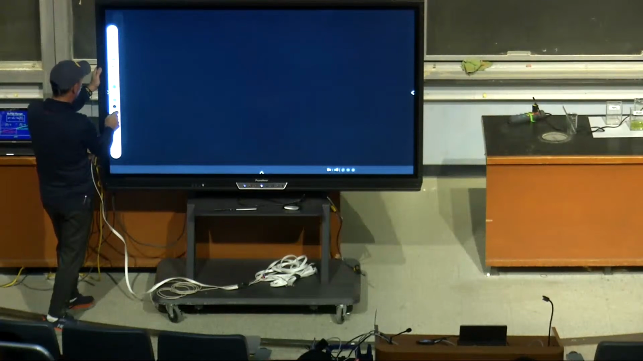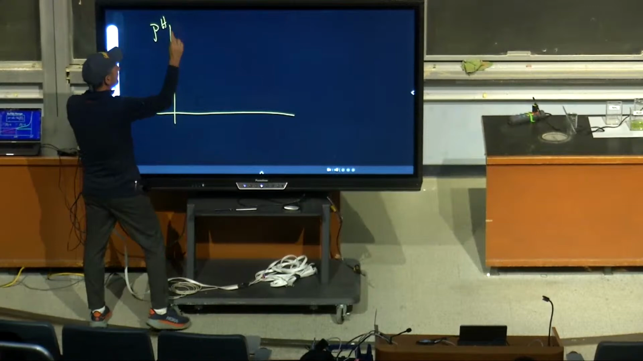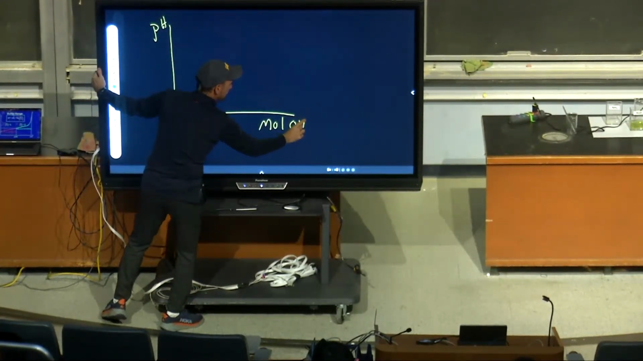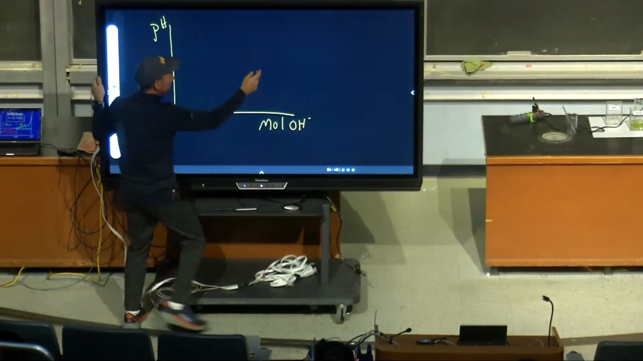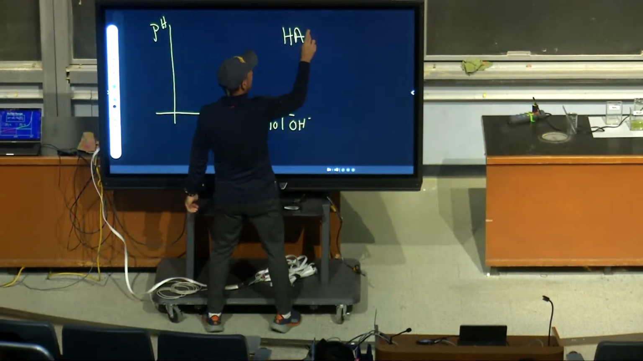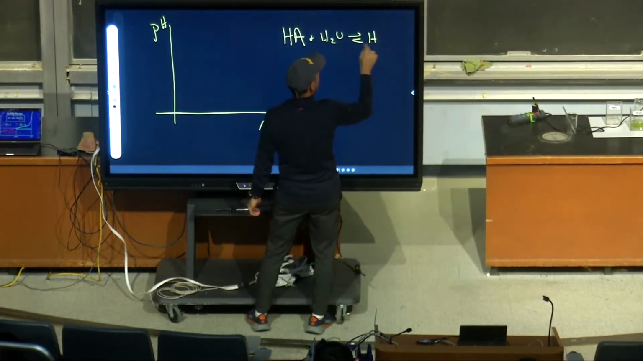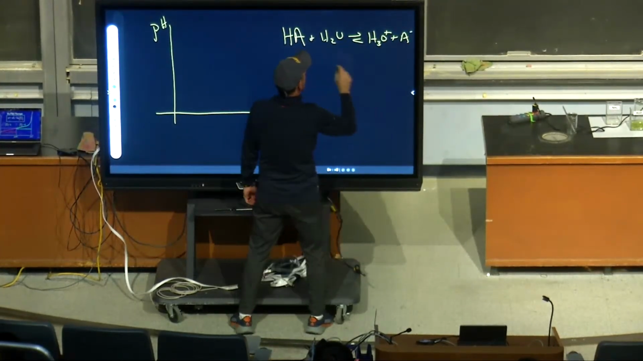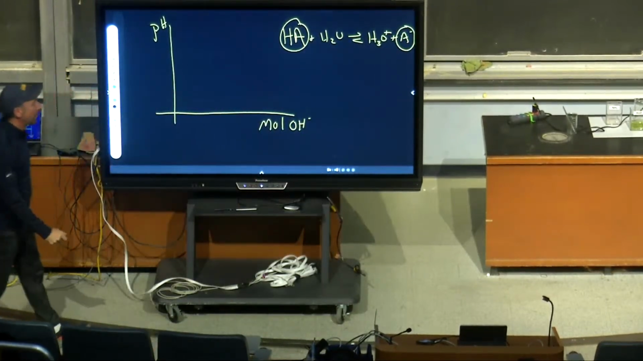Let's sketch out a titration curve. Here, pH versus, and we'll just do moles of base rather than volume of base because it's easier. And let's say I have an acid. I don't know which one it is, but let's just say HA plus H2O goes to H3O plus and A minus. These two things are what make the buffer go.